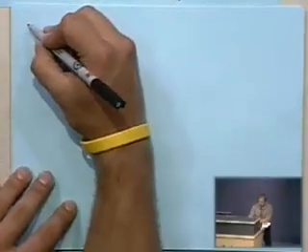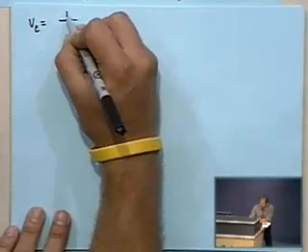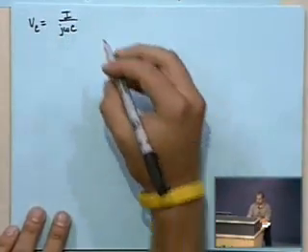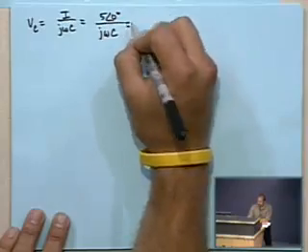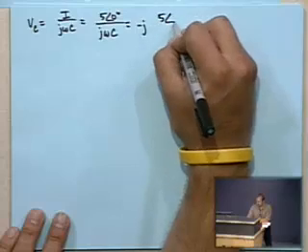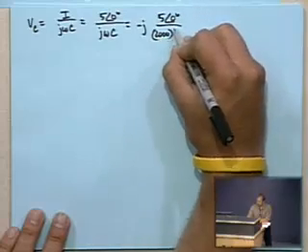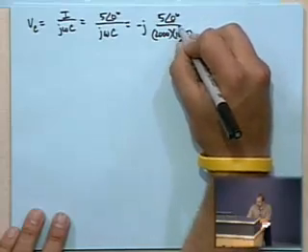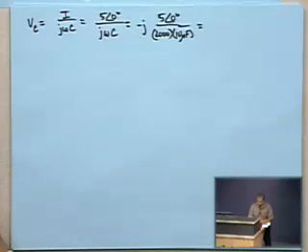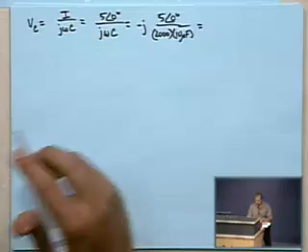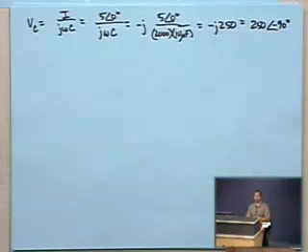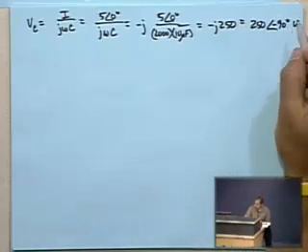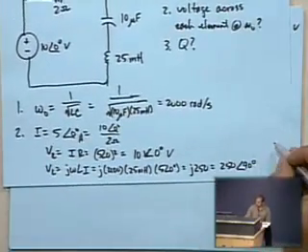And then the voltage across the capacitor is I divided by J omega C. So that's 5 at an angle of 0 degrees divided by J omega C. So let's take this out and say that's negative J times 5 at an angle of 0 degrees divided by 2,000. And the capacitor was a 10 microfarad capacitor. So 5 divided by 2,000 times 10 e negative 6 is negative J 250, or 250 at an angle of negative 90 degrees. Volts. This one should also be volts.